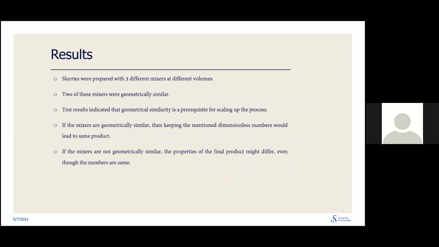So, as a result, these tests were carried out with 3 different mixers at 3 different geometries, 3 different volumes. So 2 of these mixers were geometrically similar. If you recall the dimensionless volume, they had the same number for that. And we saw that if you keep these numbers same, and if the mixers are geometrically similar, you will get same product for your cement.